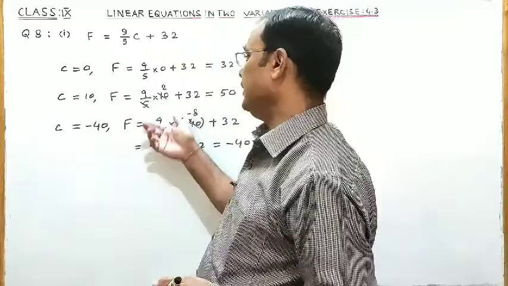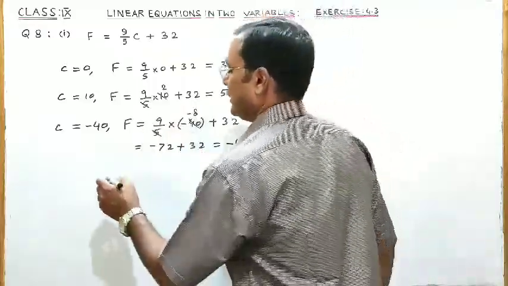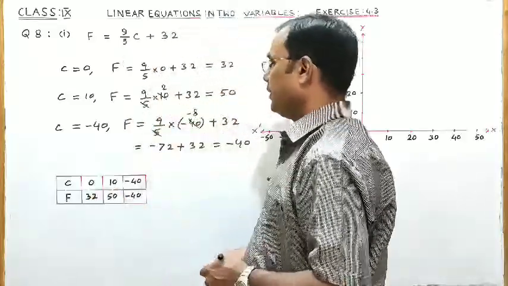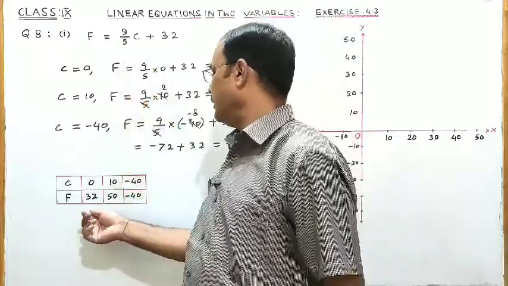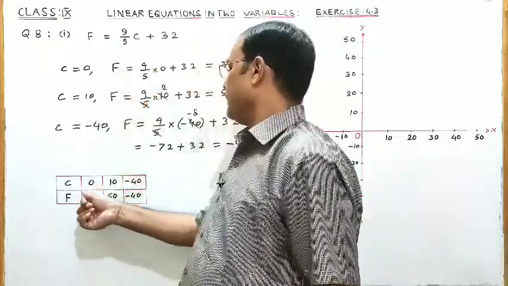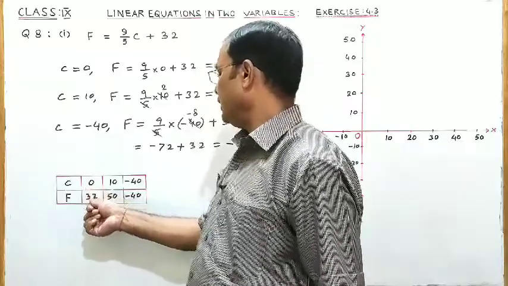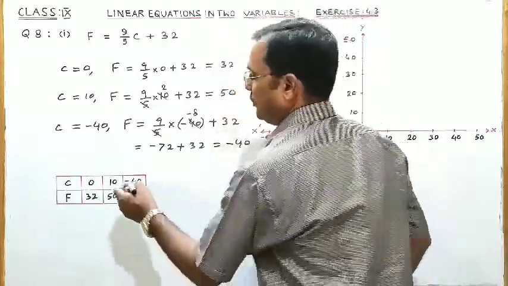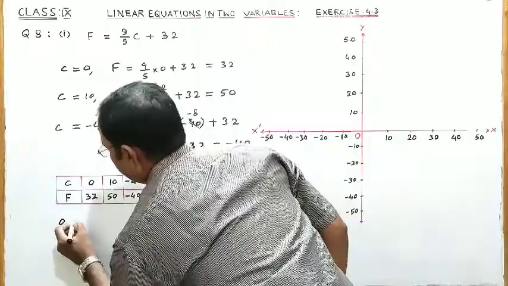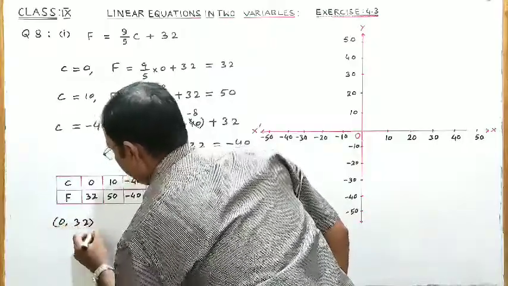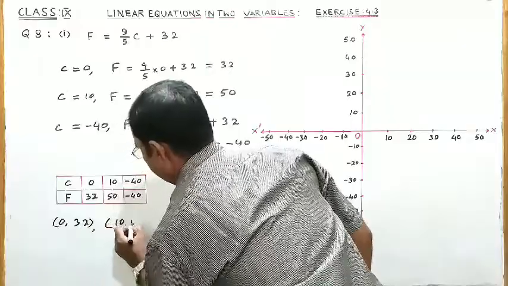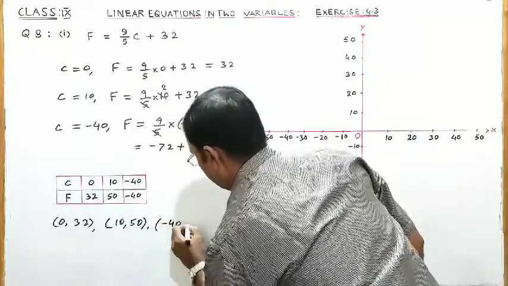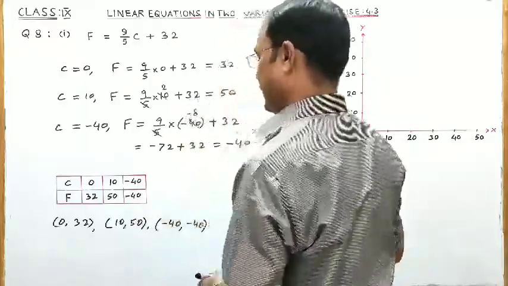Now let us write these three solutions in a table like this. So we have written three solutions of this given linear equation in this table: 0, 32; 10, 50; minus 40, minus 40. Now we have to plot these points 0, 32, 10, 50 and minus 40, minus 40 on the graph paper.